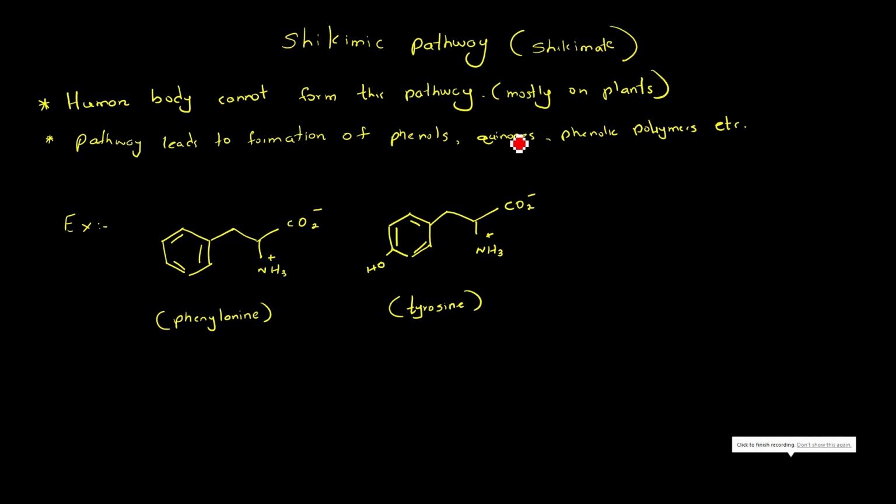So in this video series I'm going to start the shikimic pathway, most commonly known as the shikimic pathway. You may find both these words in many textbooks, and they just mean the same thing. First of all, you need to know that this shikimic pathway produces especially phenolic compounds like phenols, quinones, phenolic polymers. Likewise, these are the main compounds which form from this particular pathway.